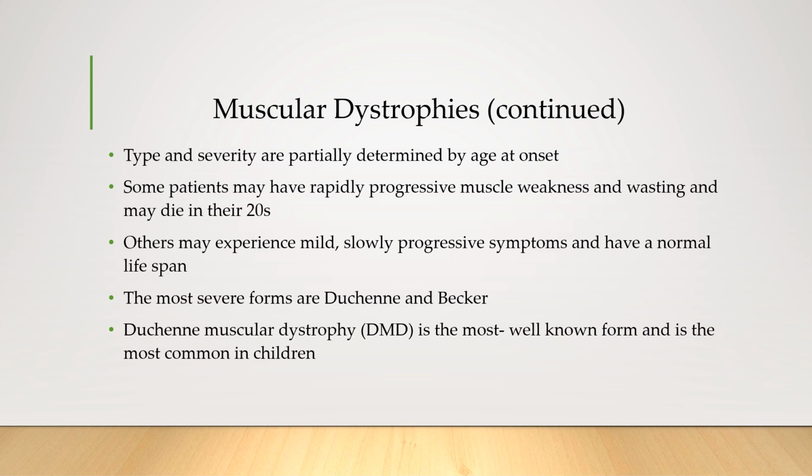The type and severity are partially determined by the age at the onset of the disease. Some patients may have rapidly progressive muscle weakness and wasting, and they may pass away in their 20s. Others may experience mild, slowly progressive symptoms, and they may have a normal lifespan. The most severe forms are Duchenne and Becker. Duchenne muscular dystrophy, otherwise known as DMD, is the most well-known form and is the most common in children.